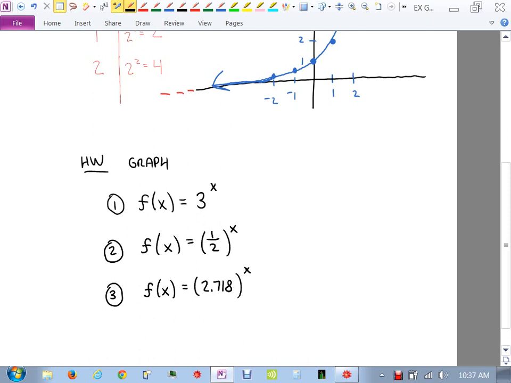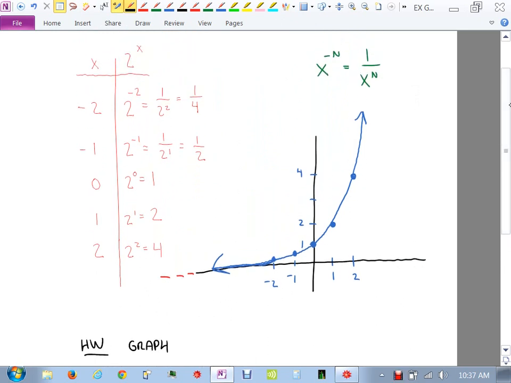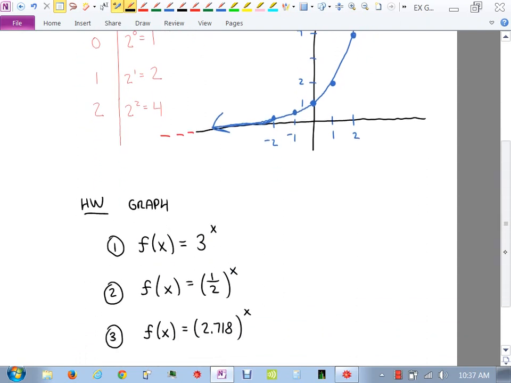Make sure on these graphs you do exactly what I did there. Just draw your little table, do at least 5 points. If you want to do more points, you can. It's up to you. And just be as precise as you can. It doesn't have to be perfect, all right?